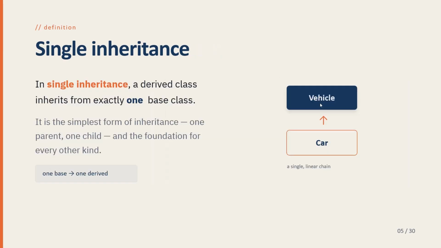So now again, what is single inheritance? Let's start with this term, single inheritance. In single inheritance, one derived class inherits from exactly one base class. So the structure is very simple. One base class leads to one derived class. For example, suppose we have a class called vehicle. We can also create another class called car that inherits vehicle. Here, vehicle is the base class and car is the derived class. This creates a simple linear inheritance relationship.